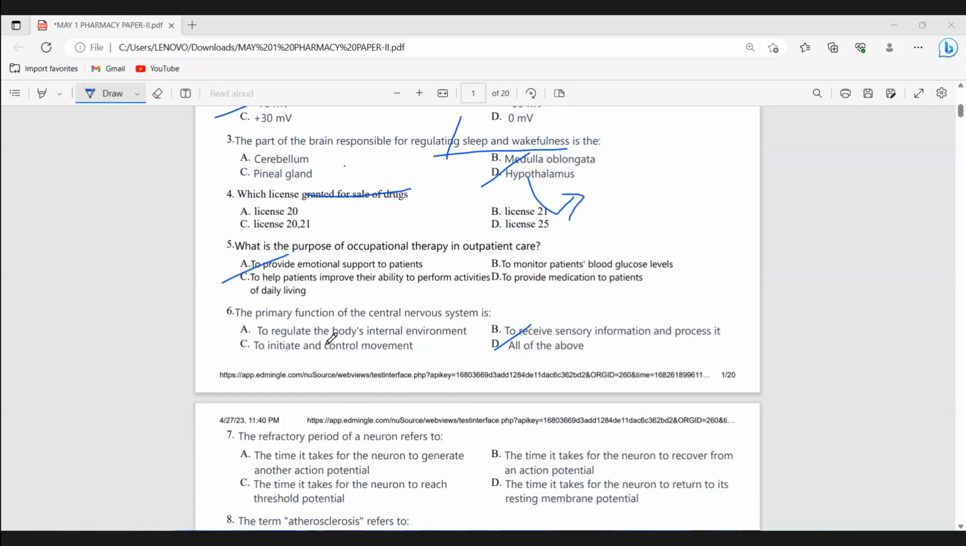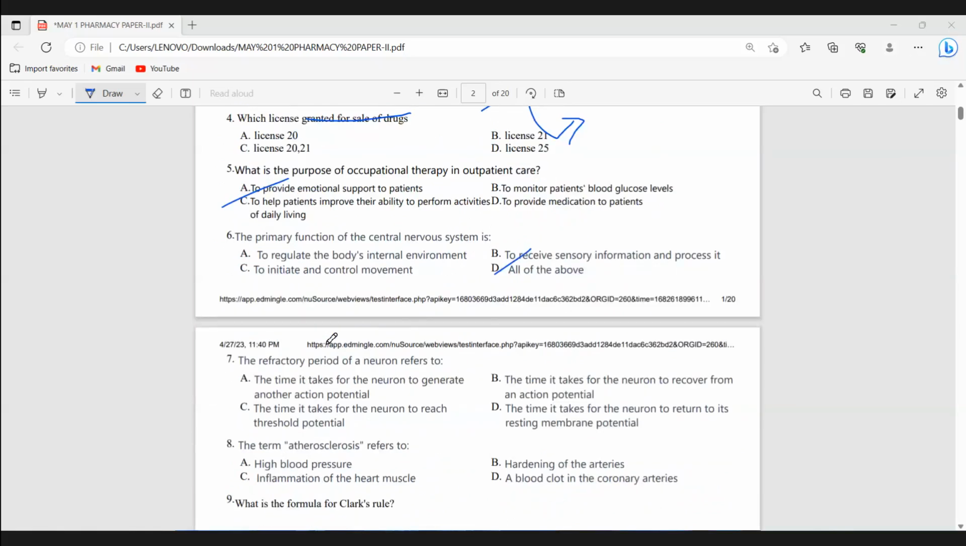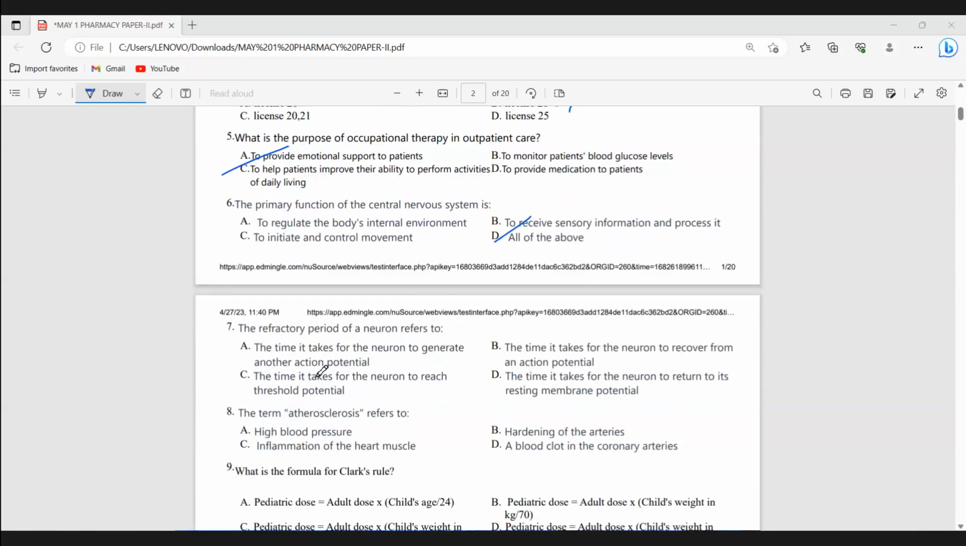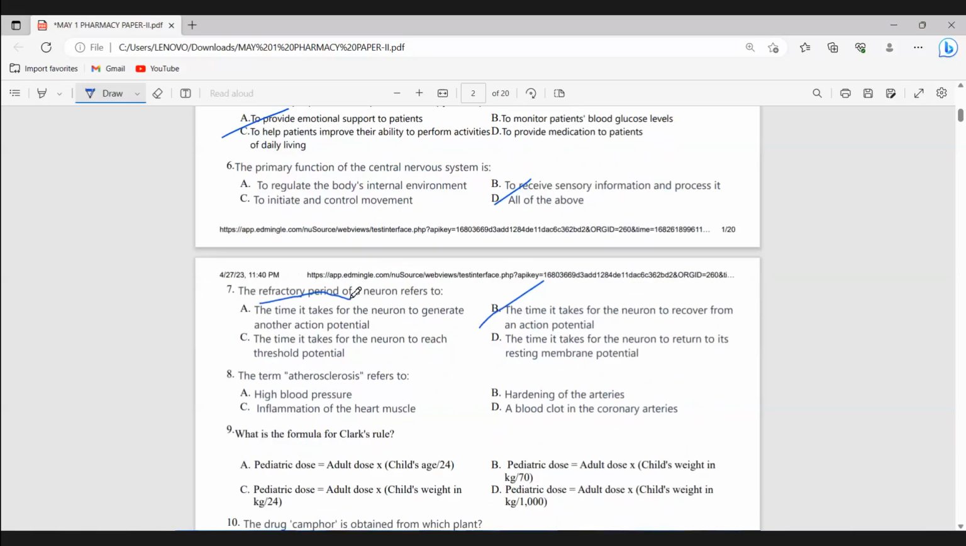Then coming on to the 7th question. The refractory period of a neuron refers to the time it takes for the neuron to recover from the action potential. I'll wait for 1 minute, but you note this point. Note what the refractory period is.